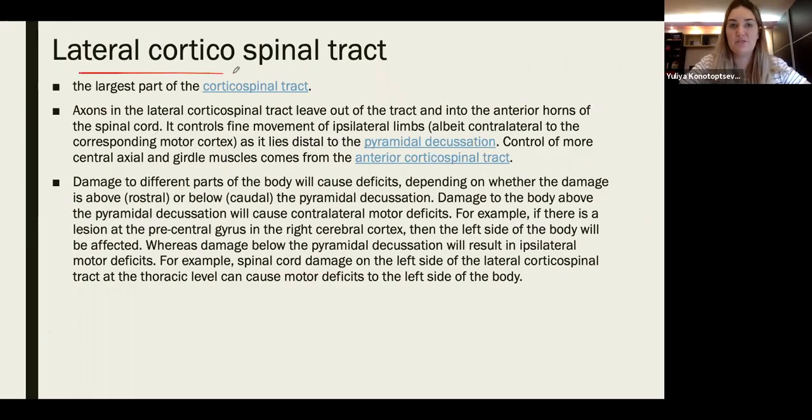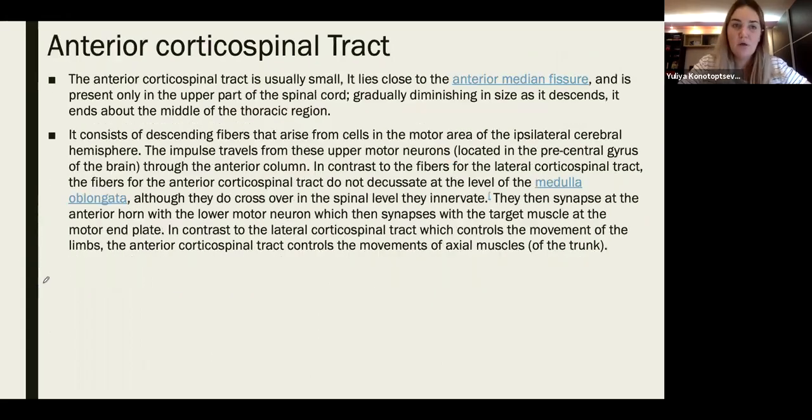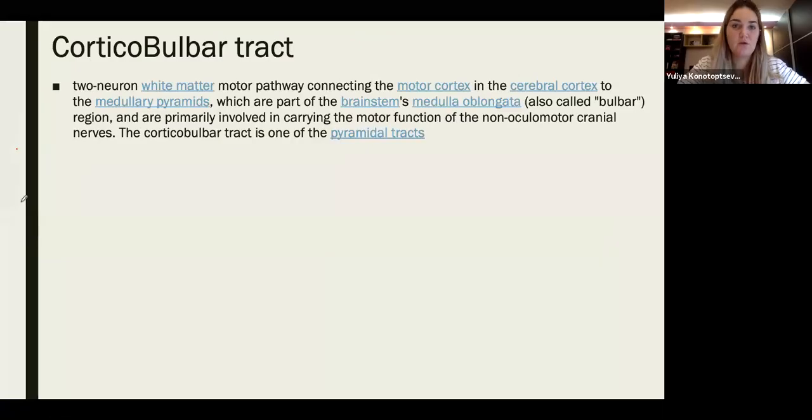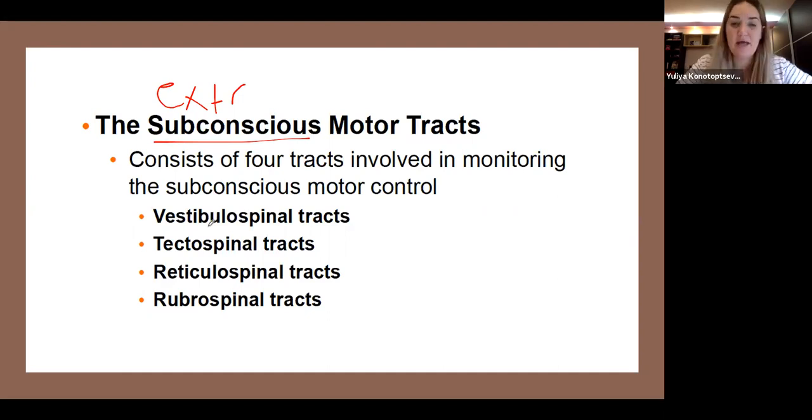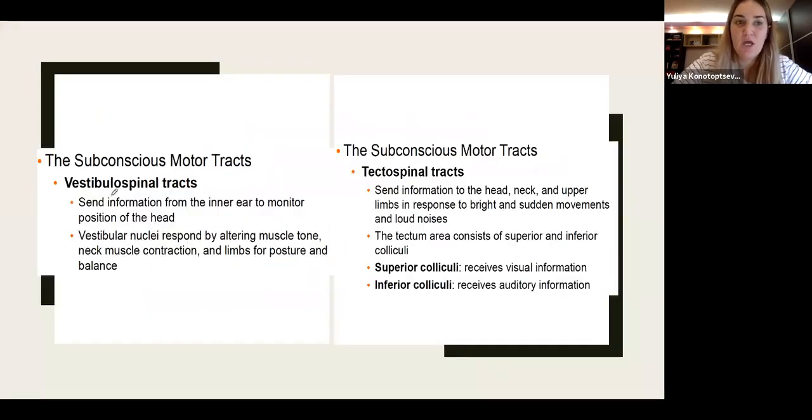So this is more detail about lateral corticospinal, read it at home. More details about anterior corticospinal, read it at home. And corticobulbar, read it at home. So now the involuntary, subconscious tracts, another name, extrapyramidal tracts, okay? That's another name for them. There are 4: vestibulospinal, tectospinal, reticulospinal, and rubrospinal tract.